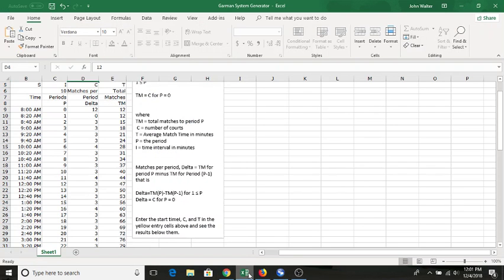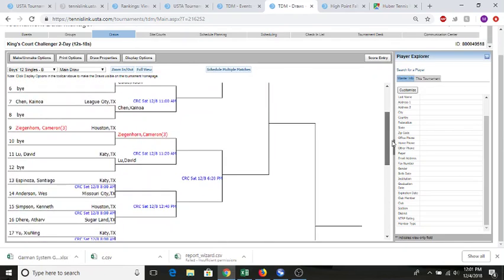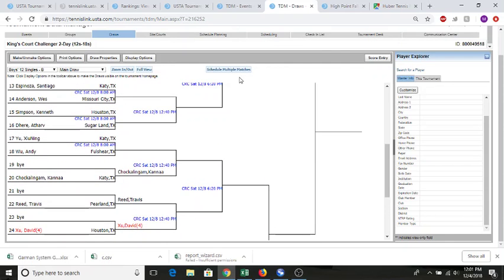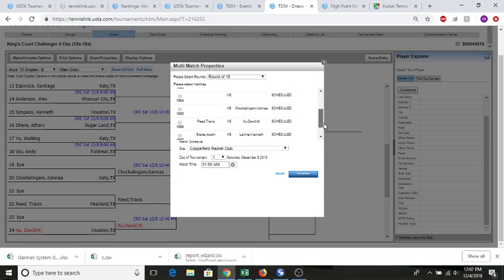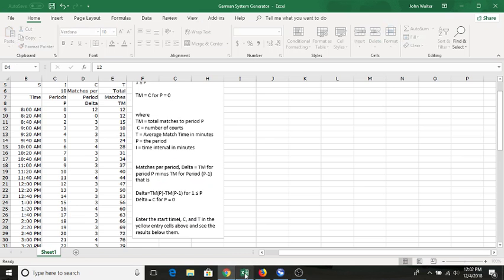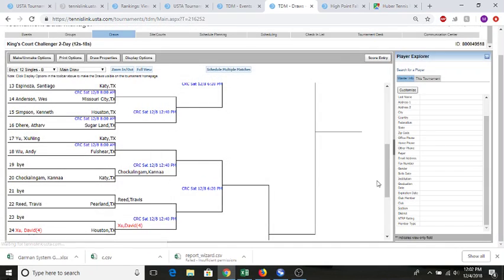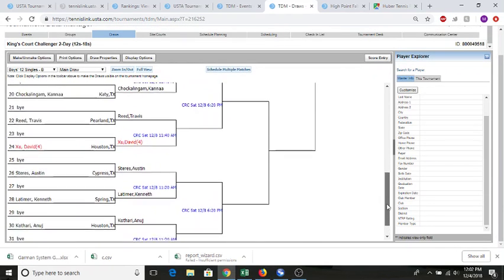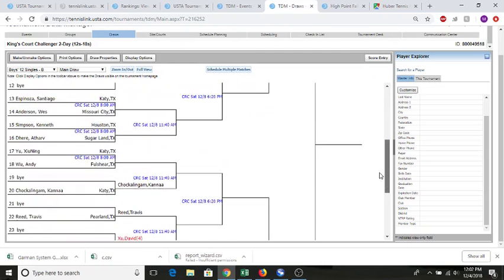So that's 11:20. My next time frame is 11:40. I have 4 matches there. So let's see. Okay. All right, so 1, 2, 3 at 11:20. I have 1, 2, 3 at 11:40. And 2 at 11, perfect. So I have 1 more at 11:40 I can schedule.